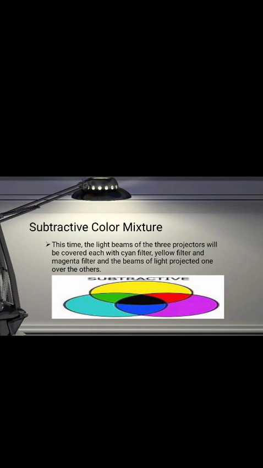Photographs, magazines, and other objects of nature such as an apple create color by subtracting or absorbing certain wavelengths of color while reflecting other wavelengths back to the viewer. This phenomenon is called subtractive color.